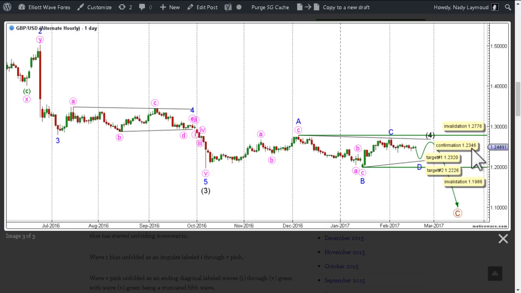However, if the recent sideways movement is a part of a triangle, then we should expect a continuation of the consolidation and sideways movement to complete wave 4 black before unfolding downward sharply to complete wave 5 black and therefore wave C maroon. And if cable breaks above the key level at 1.2776, then the bearish counts' probabilities will decrease significantly and bullish counts would become favored.